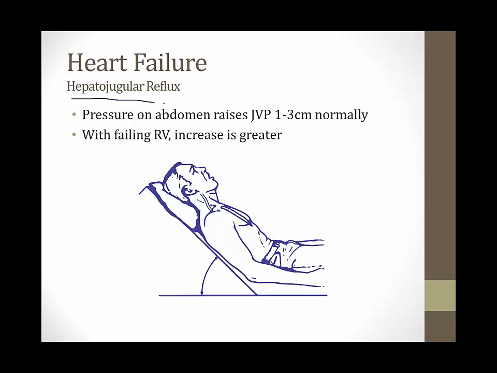There's also another abnormal finding that indicates high venous pressure that can be seen in heart failure. This is called the hepatojugular reflux. Normally when you press on the abdomen just below the liver, this will raise the jugular venous pressure, in other words, raise the height of that double bounce by 1 to 3 centimeters. In patients who have a failing right ventricle for any reason, the increase is greater. So if you see a rise in jugular venous pressure that is 5 centimeters or 6 centimeters, this is an abnormal response. It's abnormal hepatojugular reflux.